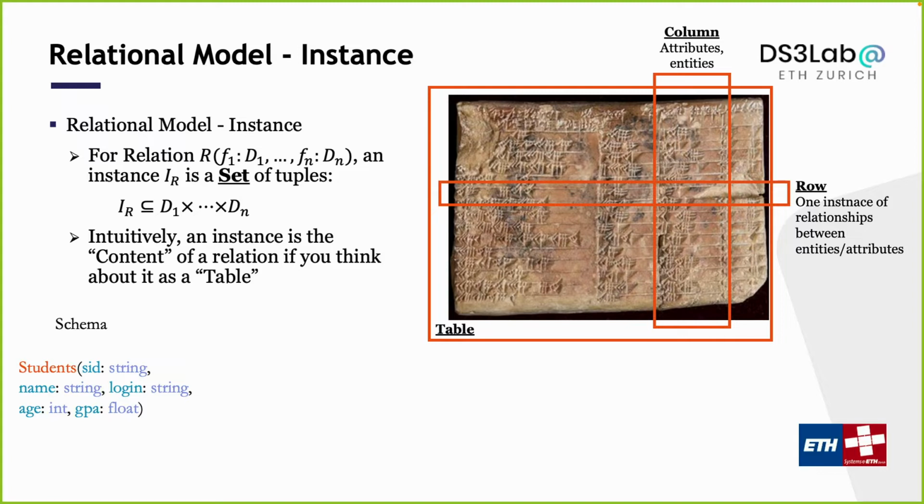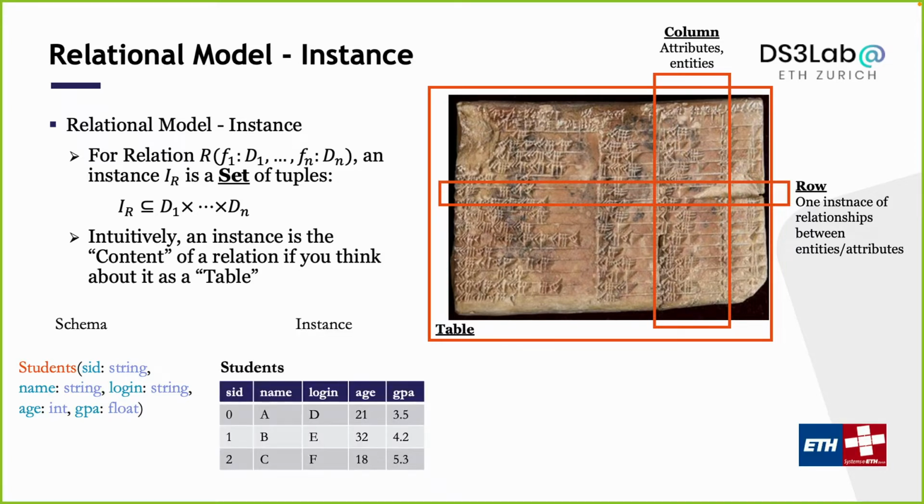Now let's look at one example. Assuming you have a relation with the following schema, the students relation, this is one instance of that relation. As you can see here, we have 3 students. The first student has ID equals 0, name equals A, login equals D, and so on and so forth. You just fill in the content.